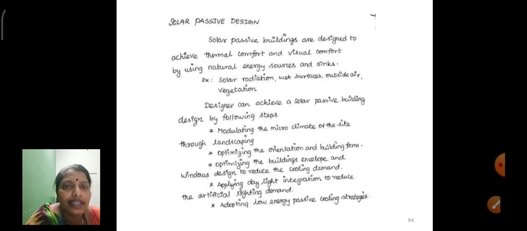For the construction of a building, the designer can achieve a solar passive building design by following steps. The first step, modulating the microclimate of the site through landscaping, and second one, optimizing the orientation and building form, and third one, optimizing the building's envelope and windows design to reduce the cooling demand, and fourth one, applying daylight integration to reduce the artificial lighting demand. And another one, adopting low energy passive cooling strategies.